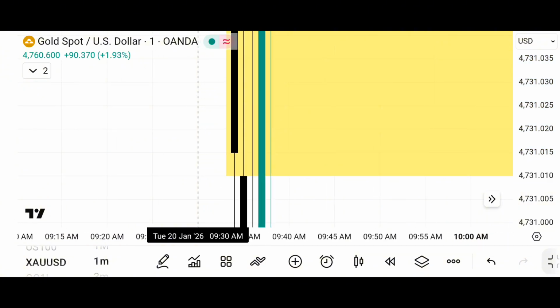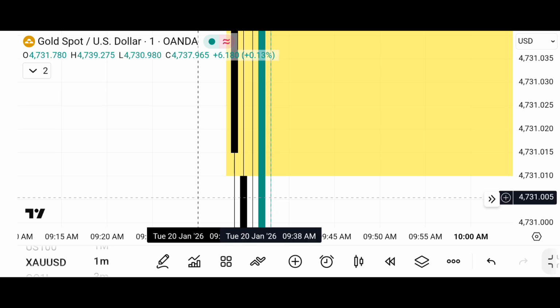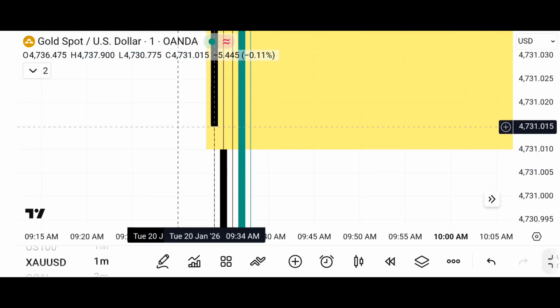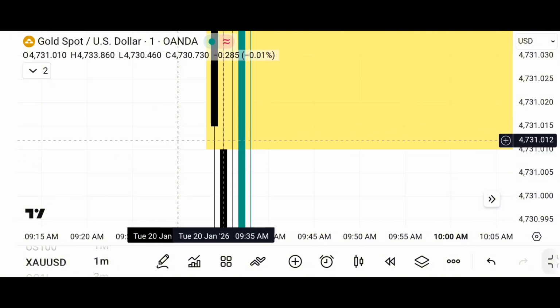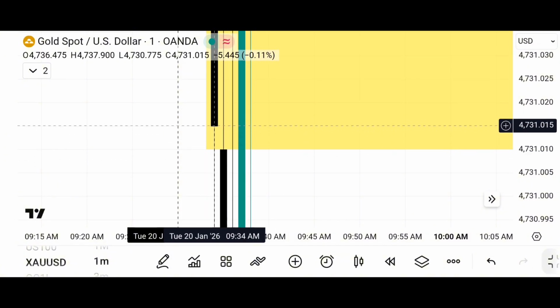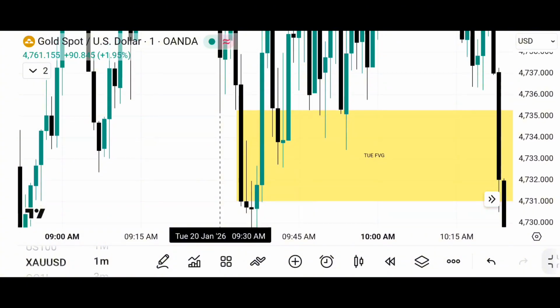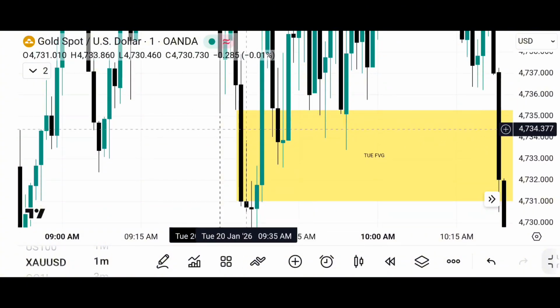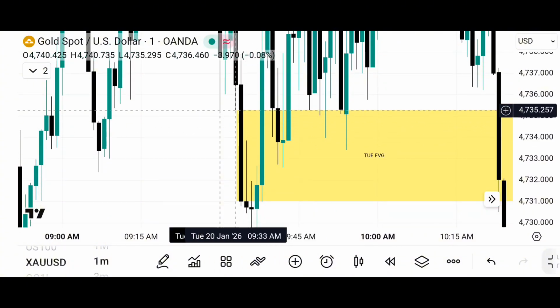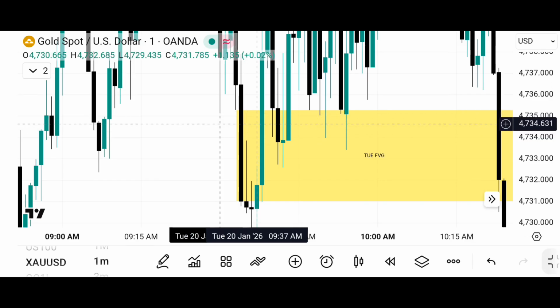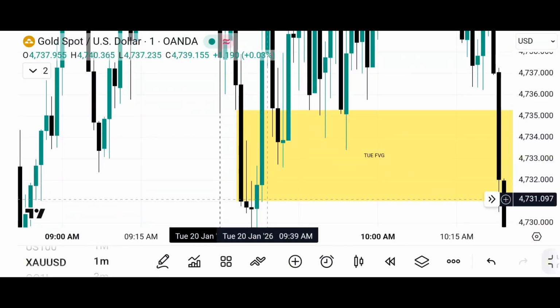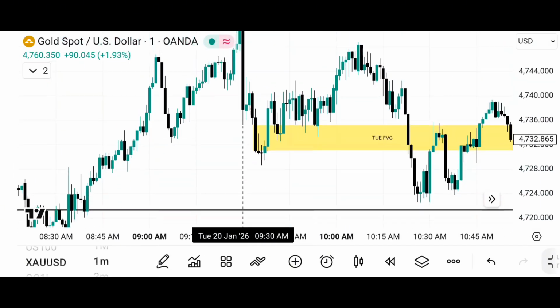The volume imbalance is a gap between the bodies of two different candles. See this gap between this body. The wicks can overlap, but as long as there's a gap between the bodies of two different candles, that's a volume imbalance, unlike a fair value gap. This is a fair value gap right here, the low of this candle and the high of this candle. But I had to extend the Tuesday fair value gap to accommodate the volume imbalance. That's how you draw it correctly.